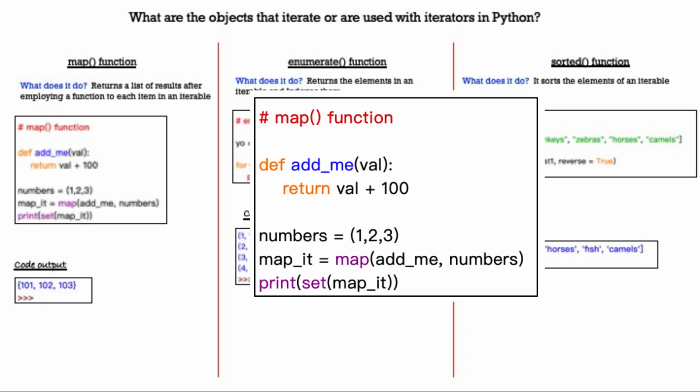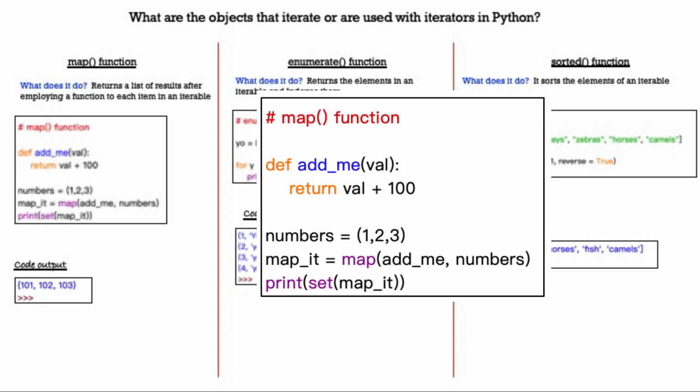Then we have a tuple, numbers equals 1, 2, 3. Then we have another variable, map_it, where we use our map. We pass it add_me, our function, and then our iterable numbers. And when we print that out, we see that we get 101, 102, 103, and we type convert it to a set in this particular case.